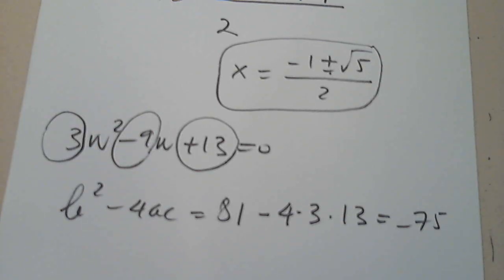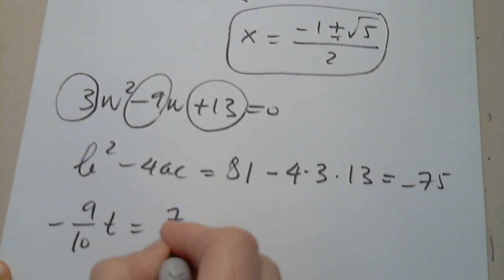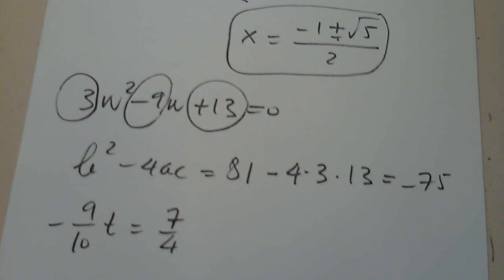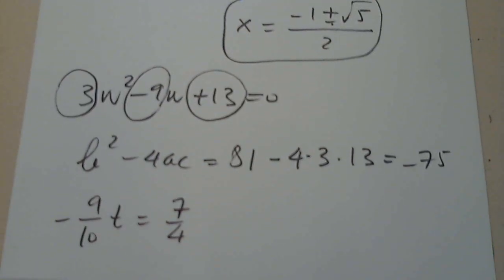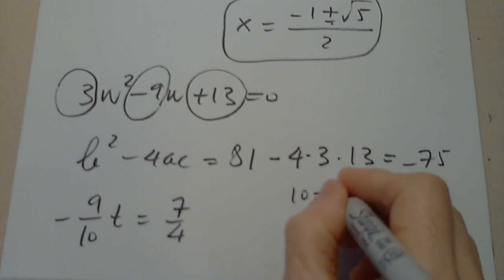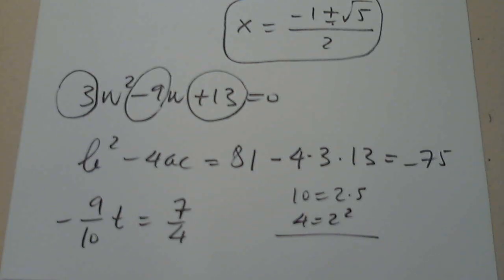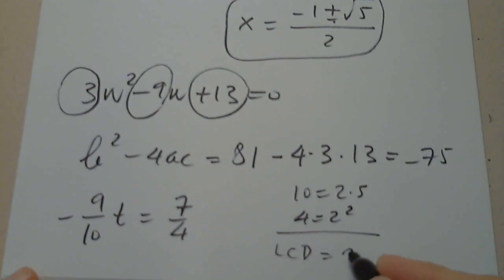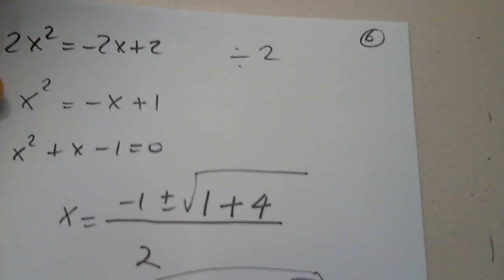So here it is. -9/10 t equals 7/4. As I mentioned before, I refuse to solve equations with fractions and decimal numbers. I know that 10 is 2 and 5, and I know that 4 is 2 squared. Remember the least common denominator. Least common denominator is 2 squared times 5, which means 20. I will multiply both sides by 20 to eliminate both fractions. That's why I need the least common denominator.